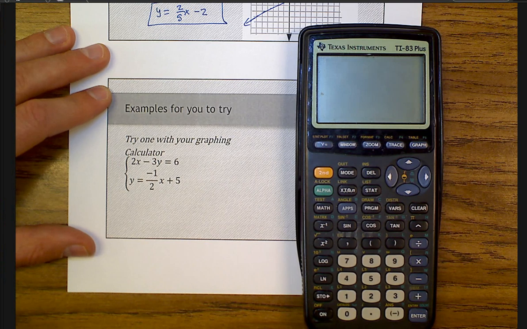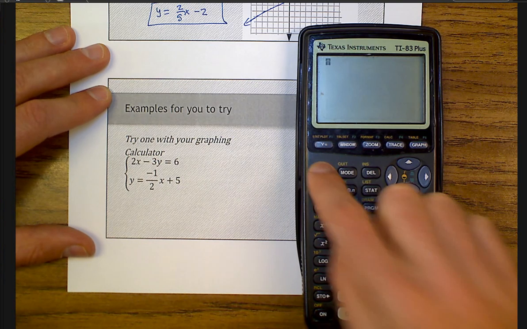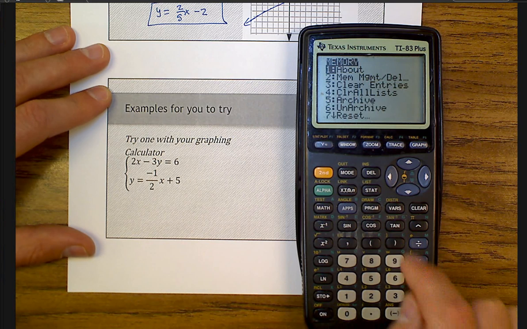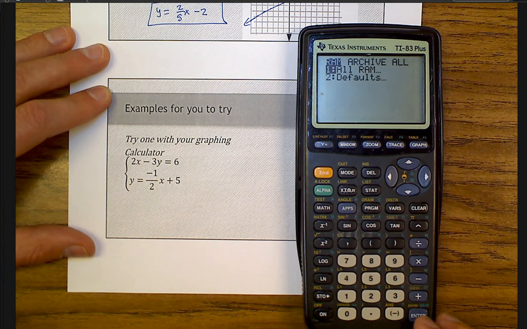Okay, so turn on your graphing calculator. And I always like to reset my memory just in case anything's been stored. You have a mem button right here. It's the plus sign. It says MEM. So I'm going to go second mem. And I'm going to hit the number 7, which says reset. And it'll say all. Just hit enter.